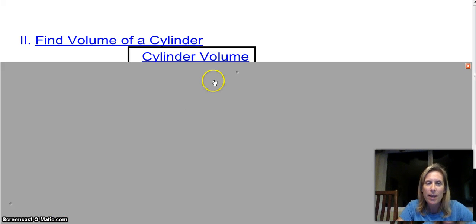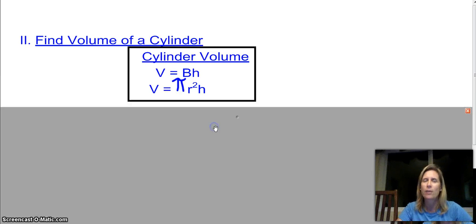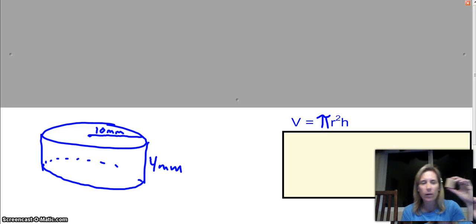So the volume of a cylinder has the same exact formula. The volume is the base area times height, right? The height is the distance between the bases. Now, the base area is always a circle, so we can write the area of a circle is, yep, pi r squared. You know that. So this is the more commonly used formula for volume of cylinders because they always have a circle as a base. Keep in mind that the volume of both of these kinds of figures is the same thing, isn't it? Base area times height.